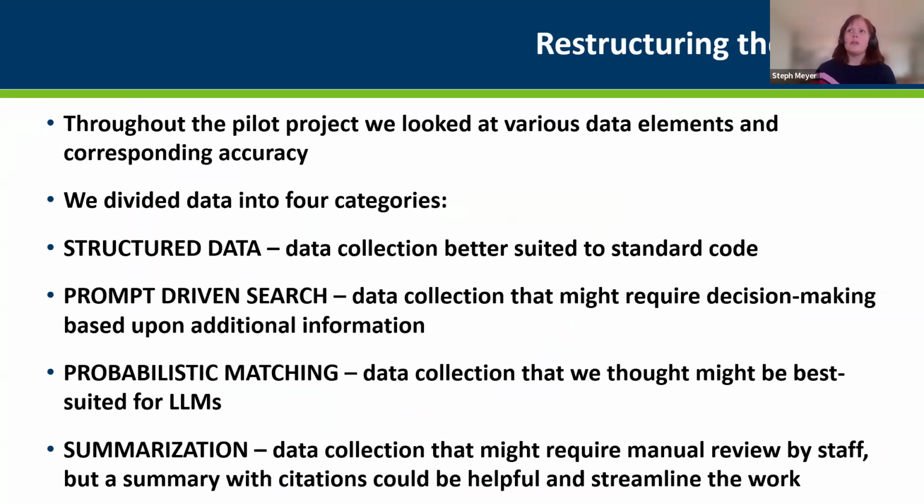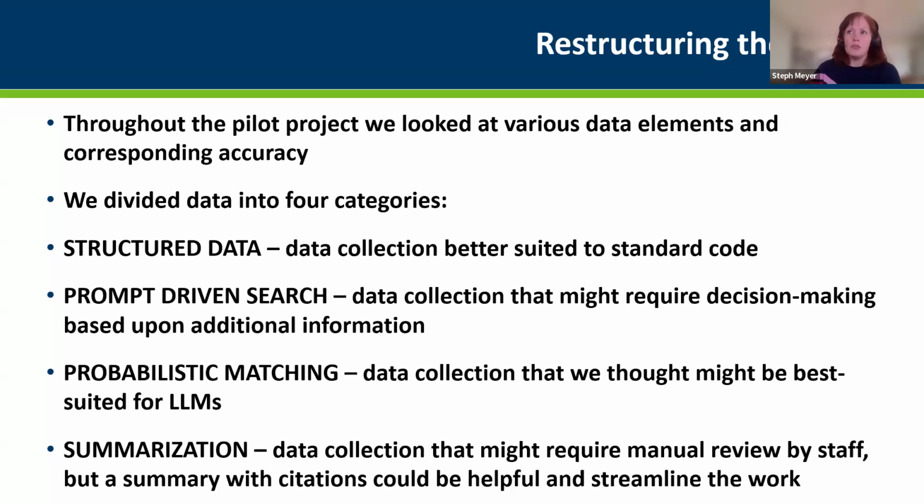Throughout the project, we really looked at various data elements and corresponding accuracy. We divided our data into 4 different categories. The first of these was structured data. This is data where we thought the data collection might be better suited to standard code and more of that keyword searching methodology, things like weight or height, just a deterministic variable. We just want it to find the exact weight or height of that patient and report a number.